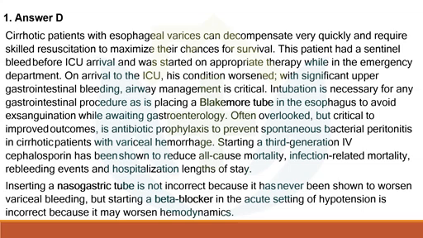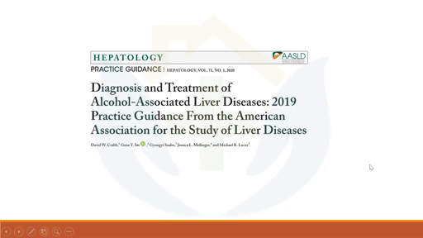Okay. Inserting a nasogastric tube is not incorrect because it has never been shown to worsen the variceal bleeding, but starting a beta blocker in this acute setting in hypotension is incorrect because it may worsen hemodynamics. So the best option and the best answer was D for this question. We'll move on to the next.